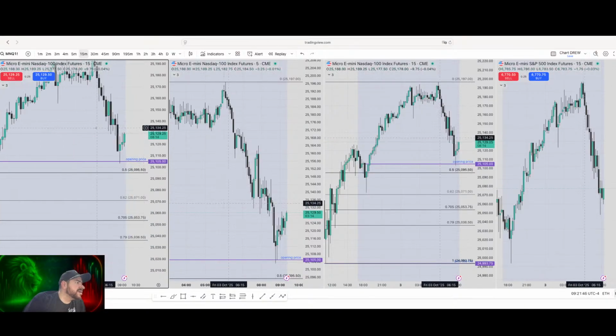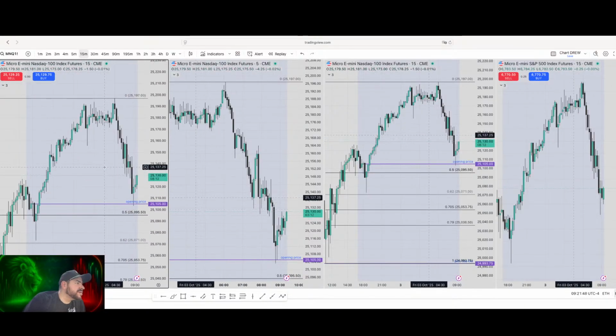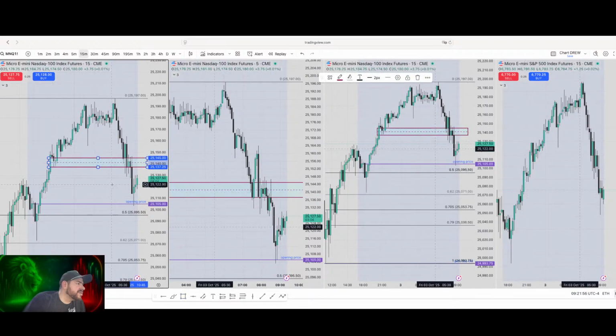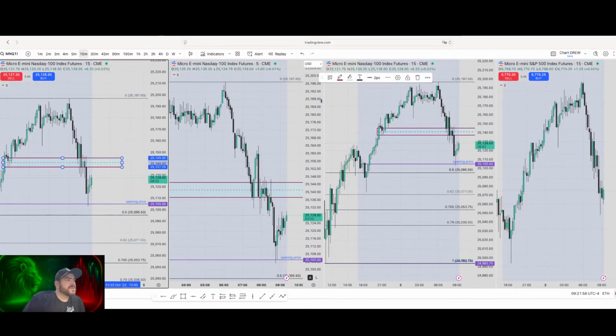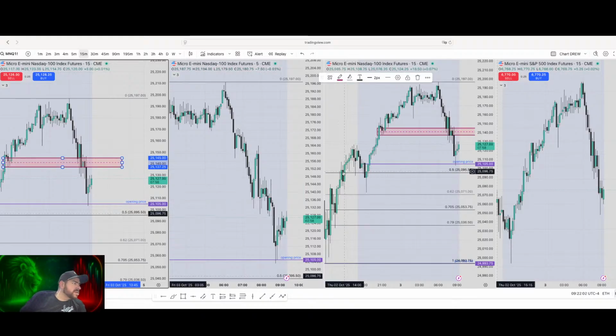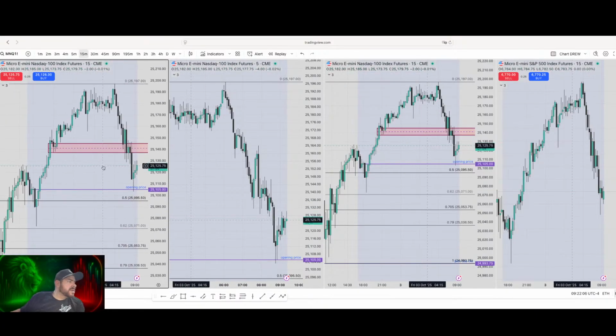Let's see what we got here on the 15-minute. I'll just mark this out. This little inversion that we inverted right there. 15 right there. Okay. And we got a 15 here that we're kind of bouncing off of.